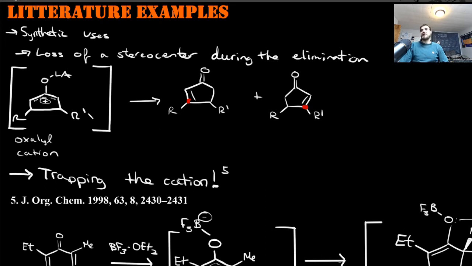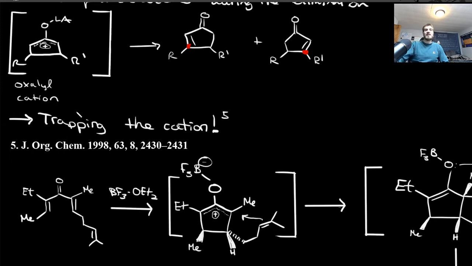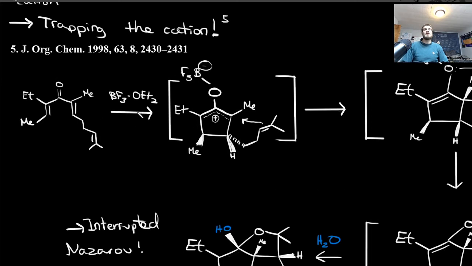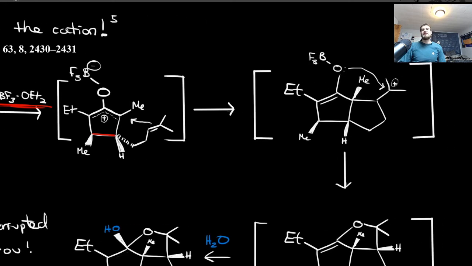So one way to avoid that is to trap the oxyallyl cation. In this fifth reference, you start with your divinyl ketone, and you have an alkene that's tethered to it, one of the R substituents. By reacting it with the Lewis acid, which in this case is this one, you get your normal oxyallyl cation like you would expect. You form this bond, and now this alkene can attack your oxyallyl cation to stabilize it and to form another cycle.